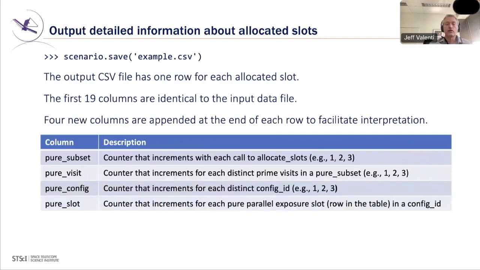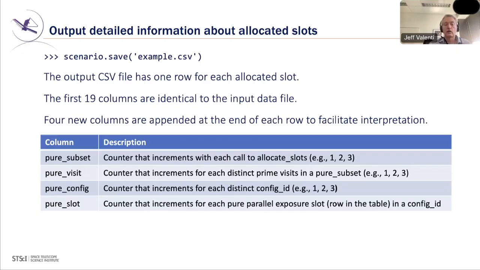All right, you can also use the save method in scenario, which will write a CSV file, which you must specify. The first 19 columns are identical to what was in the input file. And then there are 4 new columns, which has the pure subset that we've been talking about to help you know which allocation it was. These are all allocated, so this only writes the allocated slots. So there's no 0 anymore in pure subset in this output file. There's only 1 and then 2 or 3 if you do multiple allocations.